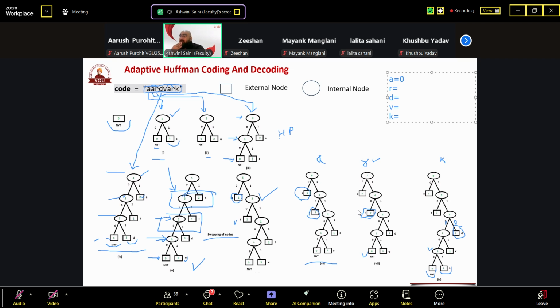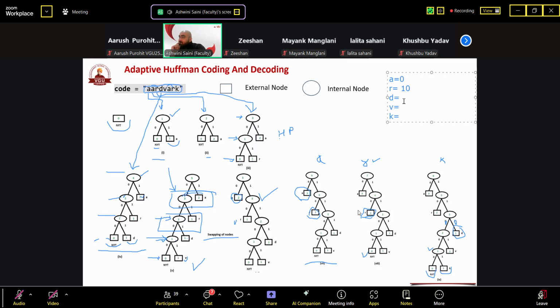And another term is R. So what will be the code for R? R is there. So the path for R is 1 and 0. So we are representing 1 and 0 for R.